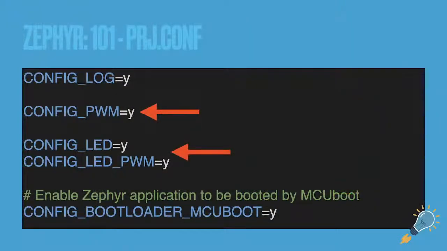What you need to do, and these are probably the most important pieces, is make sure that you have PWM enabled, and also CONFIG_LED and CONFIG_LED_PWM. CONFIG_LED_PWM uses the PWM driver, so without one you can't have the other. I also enabled the bootloader here, and log was enabled by default, so you can look at what's happening on the inside.